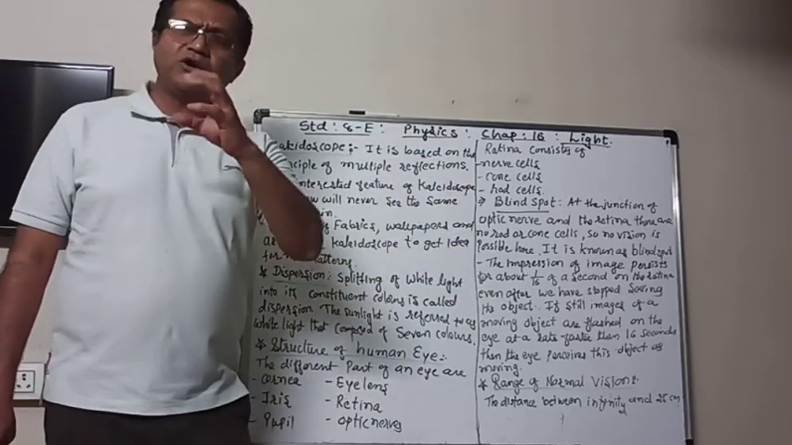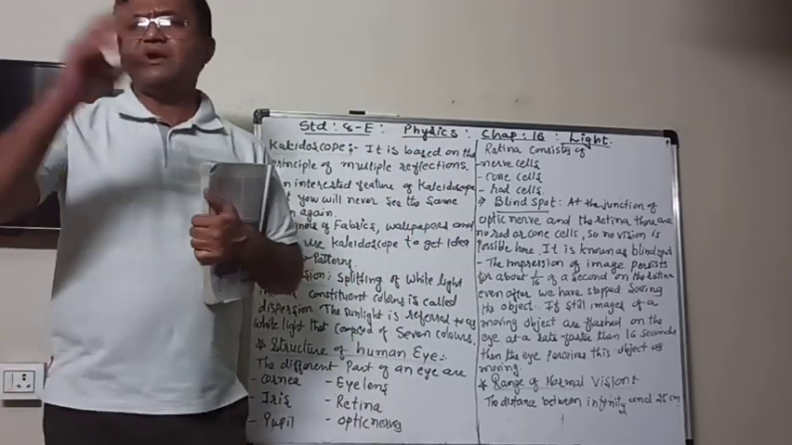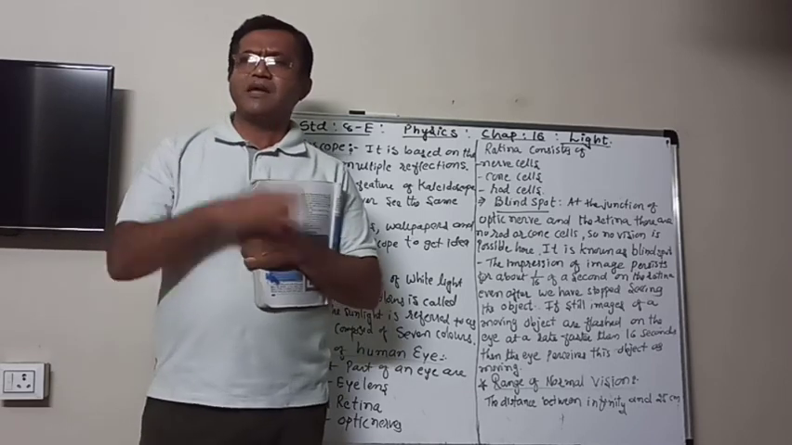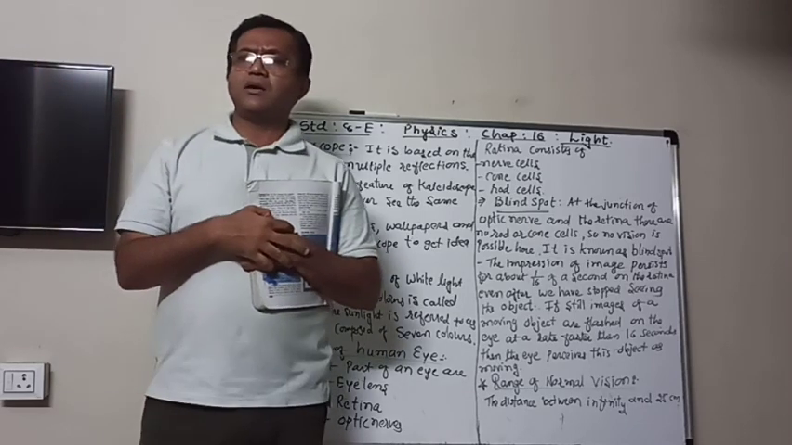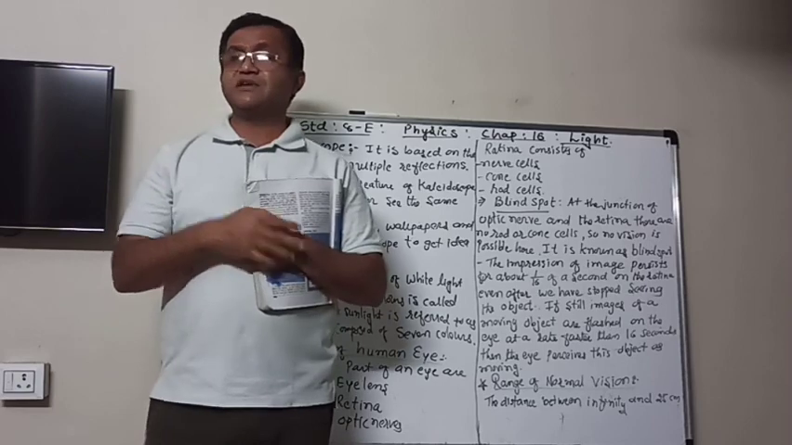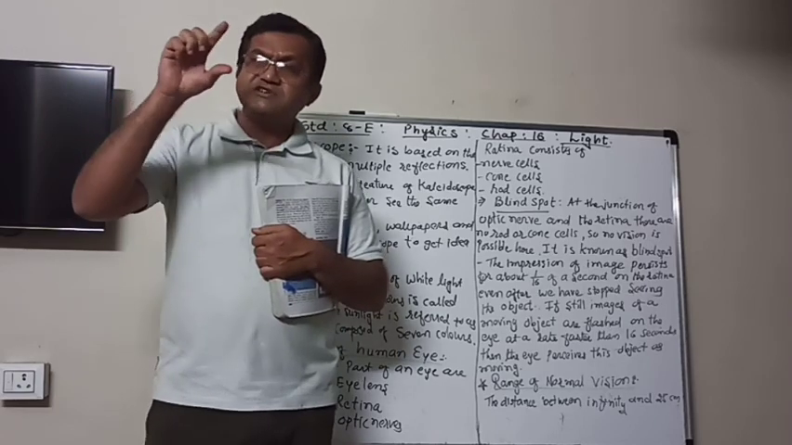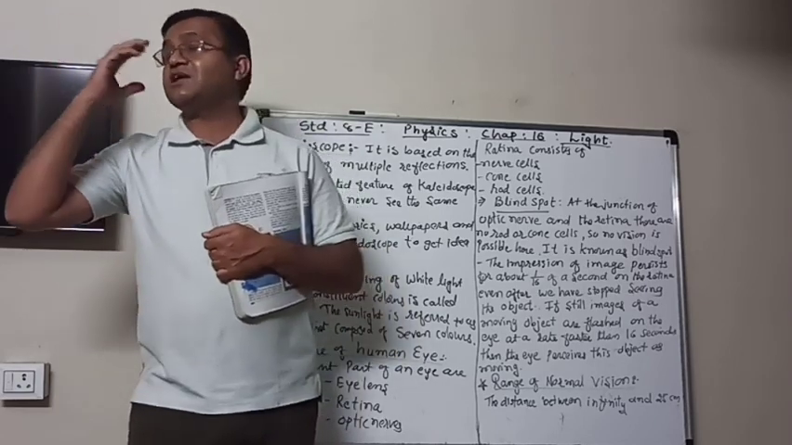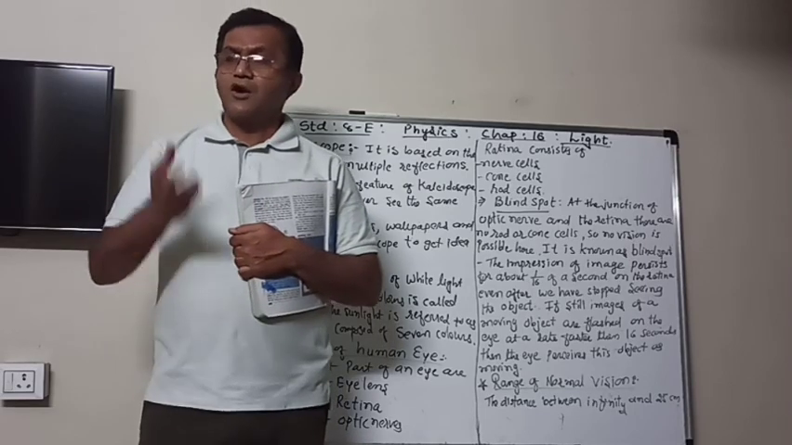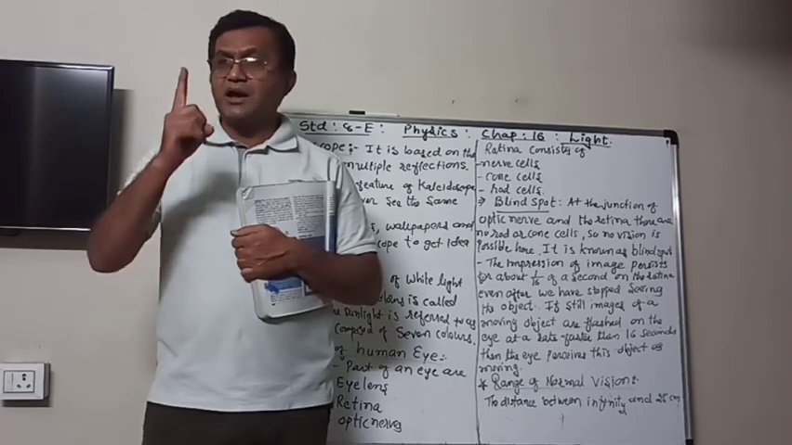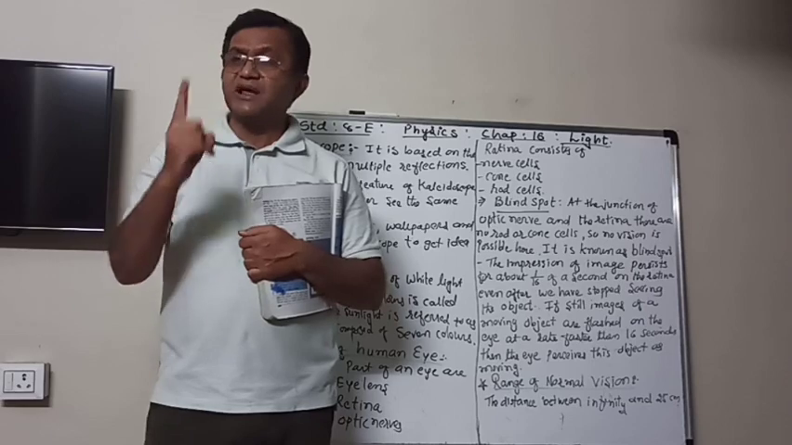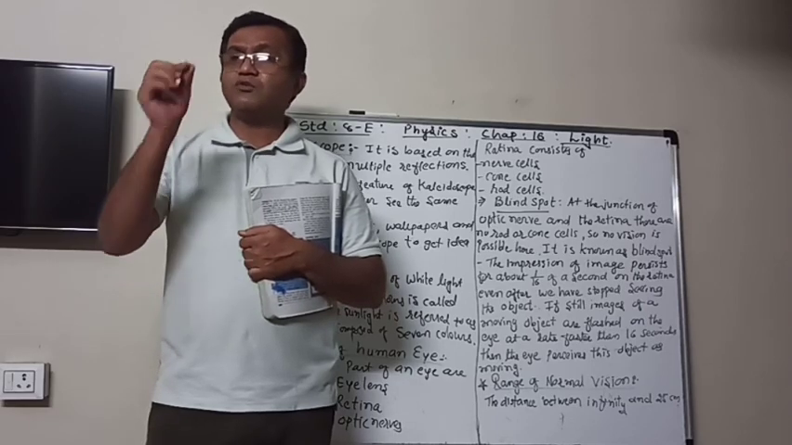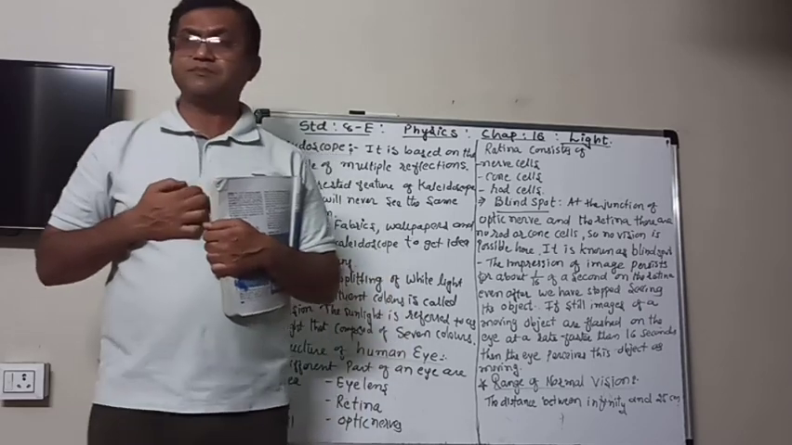You have to try it. Look at one object for a while, then move your eye to the other side. The figure, the shape of that object, will still be visible in your eye, because the image of an object persists on the retina for about 1/16th of a second.